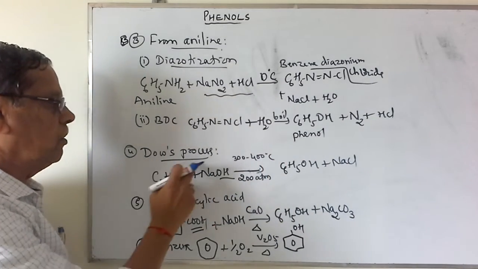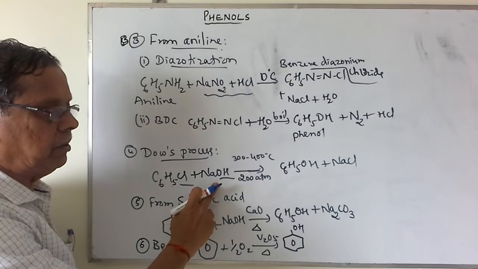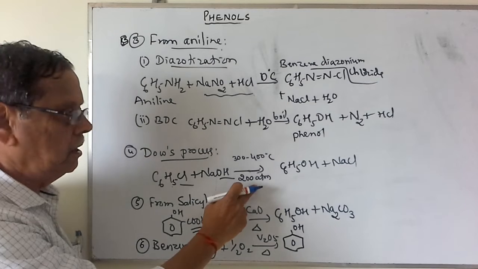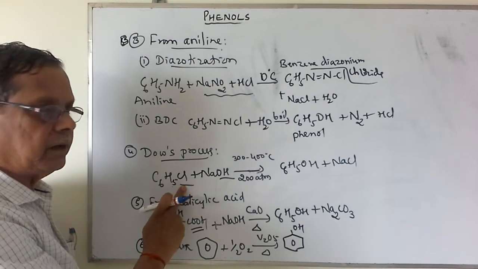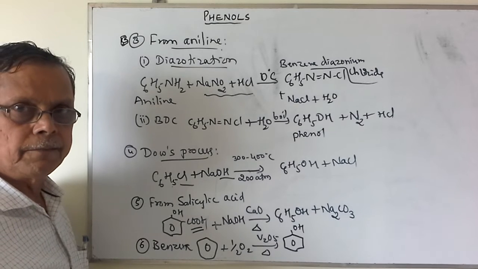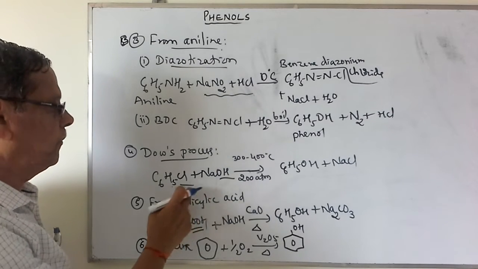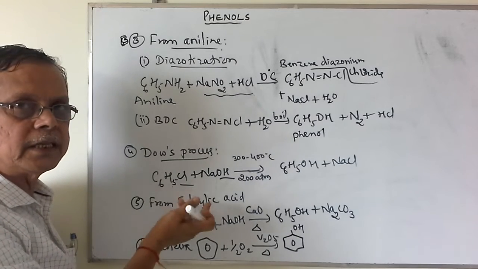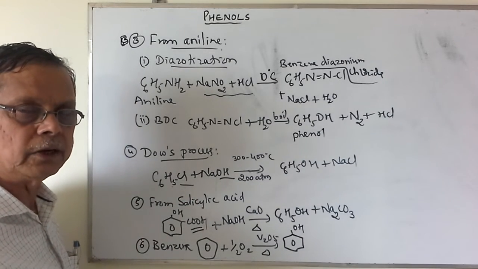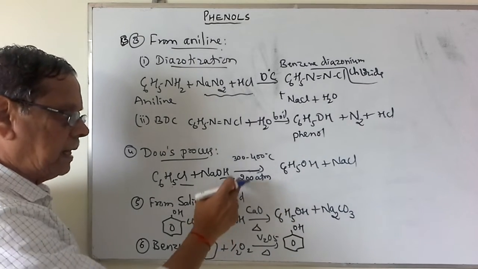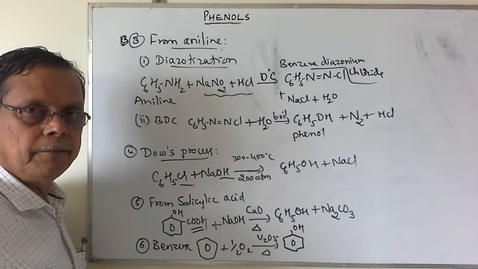The next step is Dow's process. Chlorobenzene is heated with sodium hydroxide under these conditions, at high temperature and pressure, because the chlorine atom is difficult to undergo substitution by other groups. This is actually a nucleophilic substitution type reaction. But it is difficult to remove the chlorine because it is an electron donating group, positive mesomeric group. That's why under drastic conditions it will give rise to phenol.